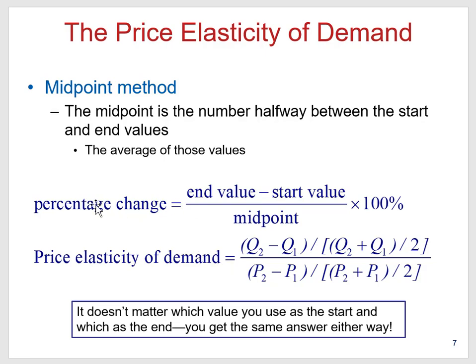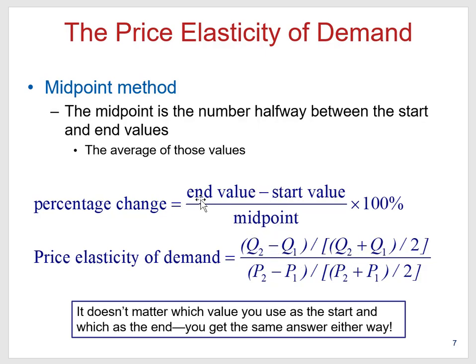Now, the first formula here, the blue formula here, shows us how we calculate the percentage change in the midpoint method. So we take the end value and starting value as before. However, in the denominator of the percentage change formula, we put the midpoint, or the average value of the two values. So here is this formula here.